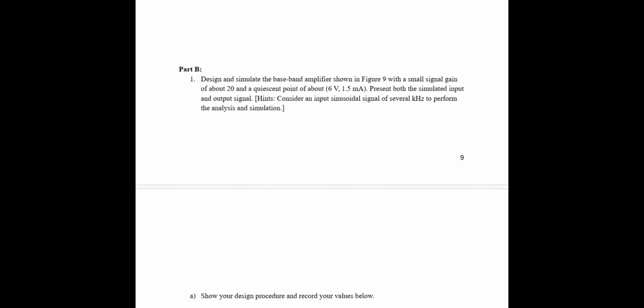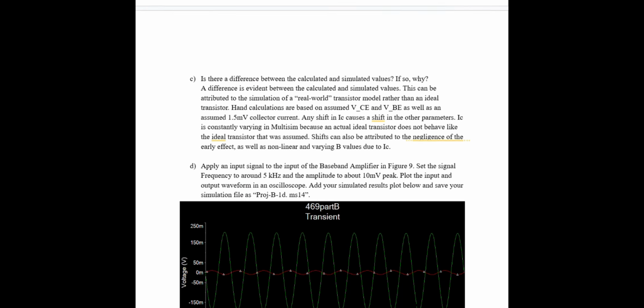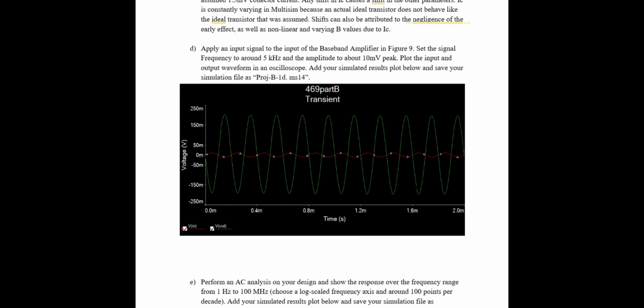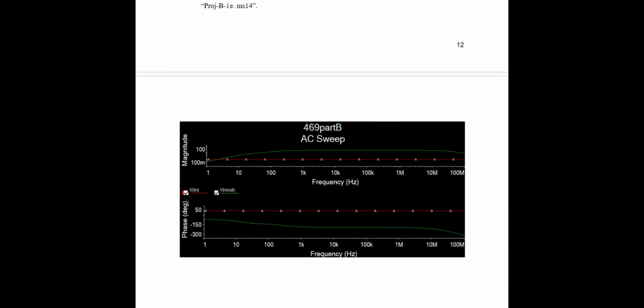This is the baseband amplifier section of our AM radio. Over here is our DC and small signal analysis to determine our calculated values for the circuit. Over here is our DC simulation showing the collector, base, and emitter voltages and currents. Over here is our AC simulation of the oscilloscope waveforms, where green is the output and red is the input, showing a gain of 20 as well as a phase shift of 180 degrees because of the common emitter configuration. And over here is an AC sweep of 1 Hz to 100 megahertz.